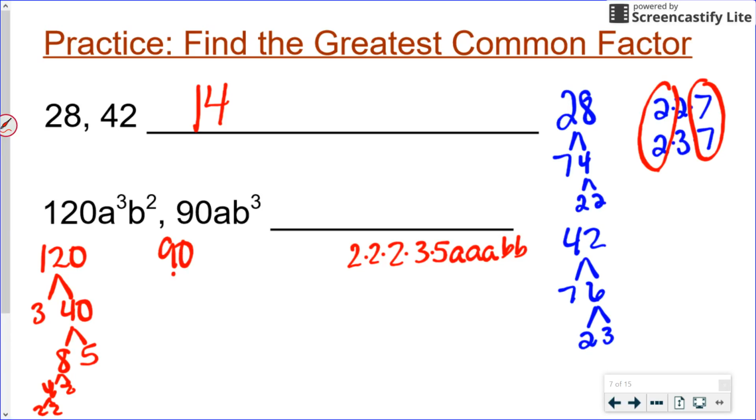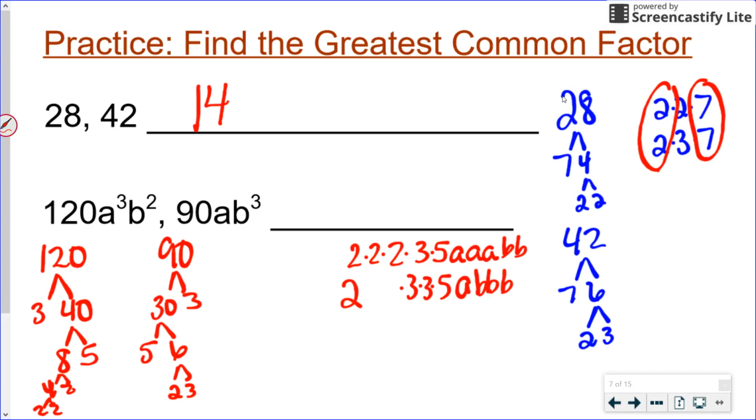Then let's break down 90. 90 would be 30 times 3. 30 is 5 times 6. 6 is 2 times 3. My factors are 2, 3, 3, and 5. I'm going to try to line them up a little better here. And then I've got 1 A and 3 B's for that one.